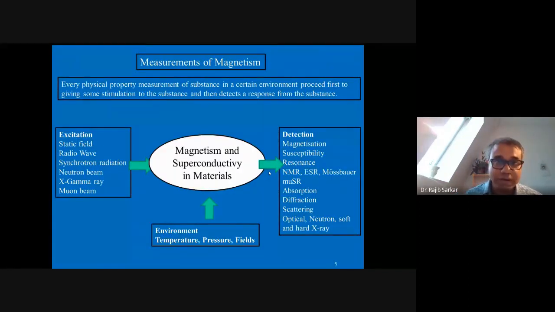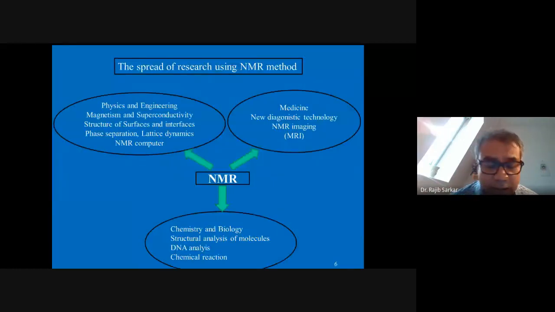Now, I already talked about solid state physics in general. If you really want to do some research on magnetism or superconductivity, what you basically do is put your magnetism and superconductivity materials at the center, and then you apply some kind of excitation to your probed system, you vary the environment, and you make a detection. This is the way measurements of magnetism and superconductivity take place. Okay, let's go to the next slide.